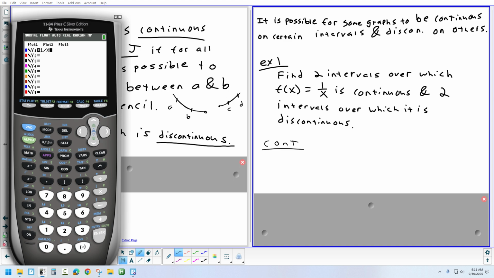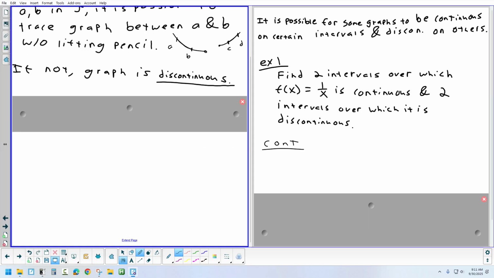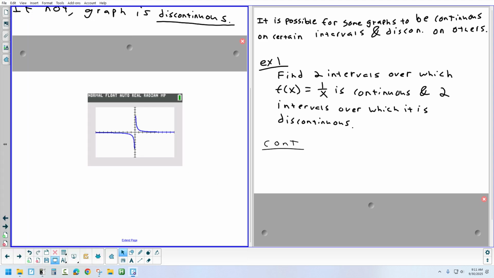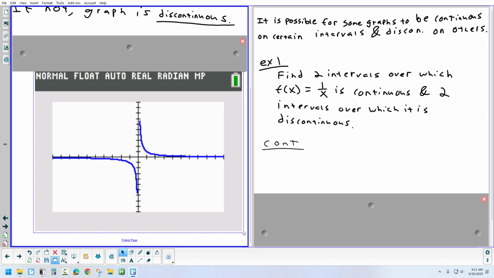So I'm going to graph 1 over x. Okay, what number are we not allowed to use for x in this one? Yep. 0. So again, dividing by 0, a lot of the times, not all of the time, but results in a vertical asymptote. All right, so let's take and look at that. And could somebody give me an interval that I could trace through and never lift my pencil throughout that interval?